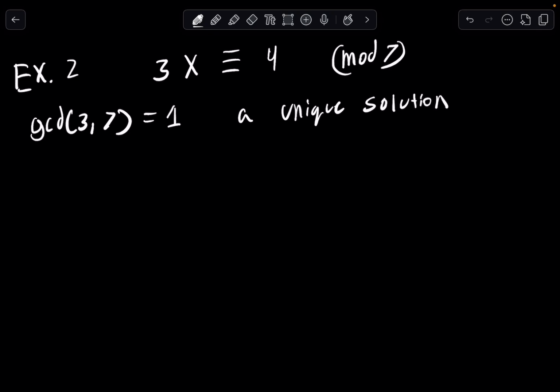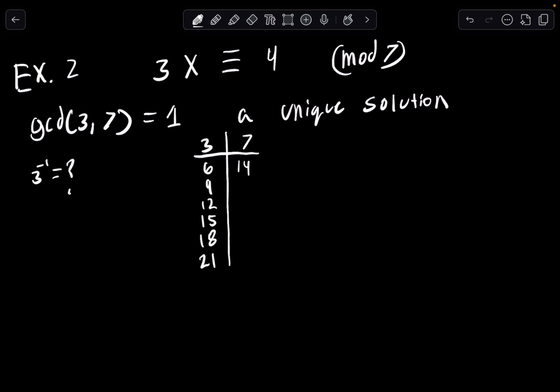Okay. Now we want to find the modular inverse of 3. So what does the modular inverse of 3 equal? Let's start going through multiples of 3 and multiples of 7. So we'll do multiples of 3 here and 7 on this side. So we have 3, 6, 9, 12, 15, 18, 21. We'll go up to there. We have 7, 14, 21, 28.